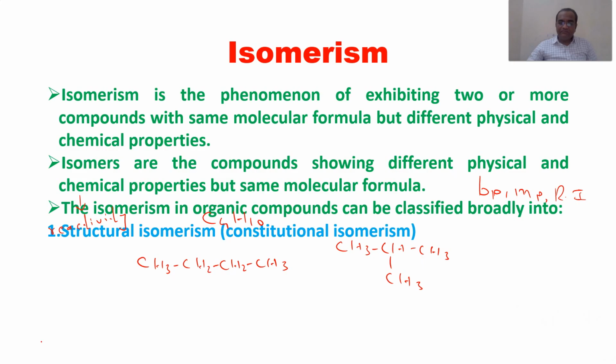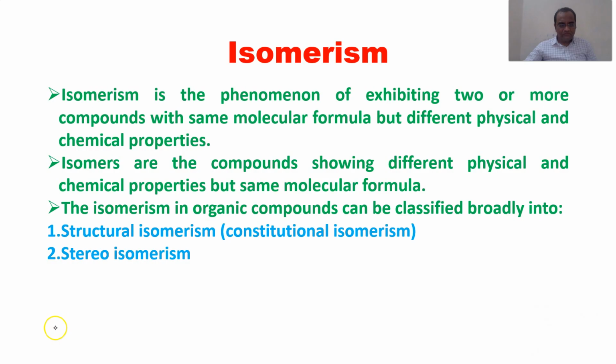Isomerism of organic compounds can be broadly classified into 2 classes. One is structural isomerism and the second one is stereoisomerism. This structural isomerism is also called constitutional isomerism. And stereoisomerism contains conformation and configuration, which you will learn in further organic chemistry. Now you are having only the structural isomerism part. So what stereoisomerism means, I will explain in short.